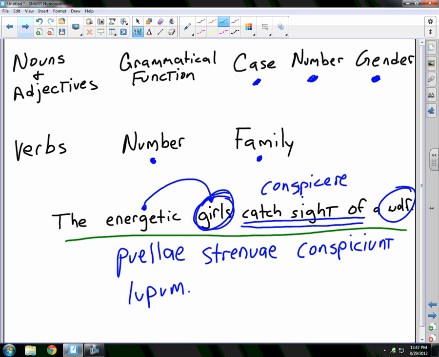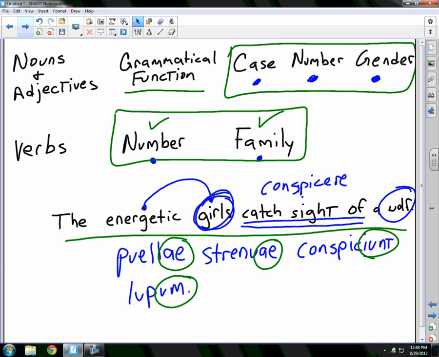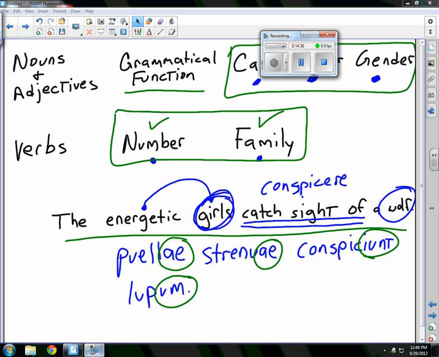So when I'm choosing these endings, I have to ask these questions. For a noun or an adjective, I have to ask the grammatical function. So I'm looking for the case, the number, and the gender. For the verbs, I need to know the number and the family it belongs to. The reason I need the number is because I need to know if it's T or NT. The family helps me determine whether to use the letter A, the letter E, the letter I. And that's how I determine what endings to put on the end of Latin words.